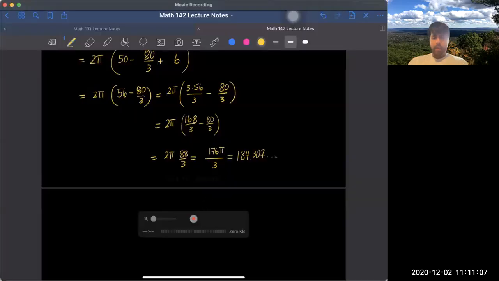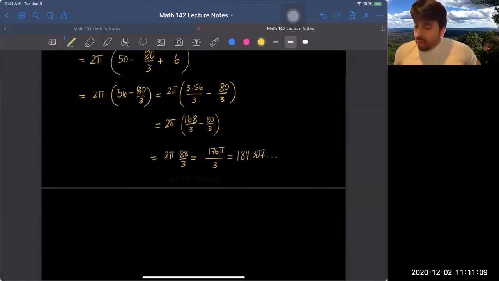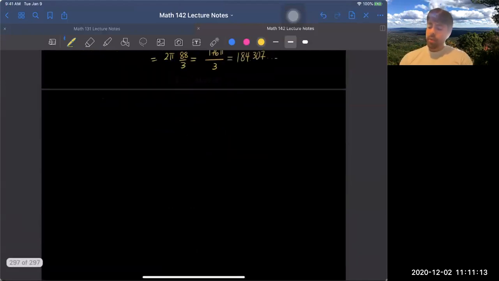So then, what is the general rule for the washer method? What is the general formula for the washer method?